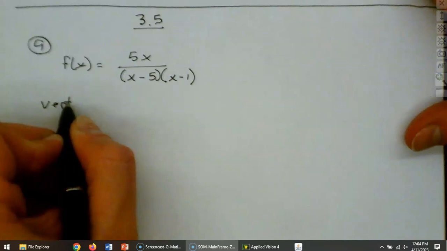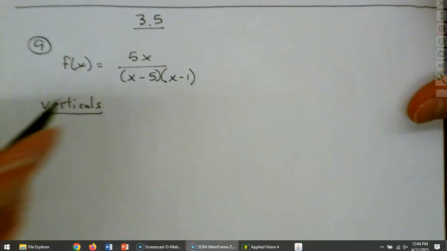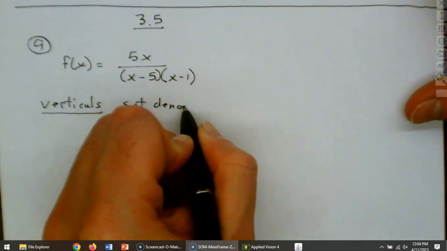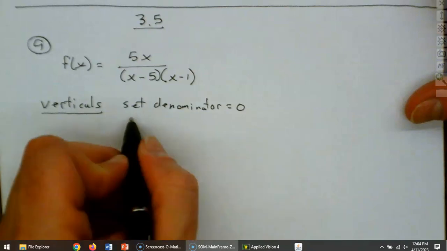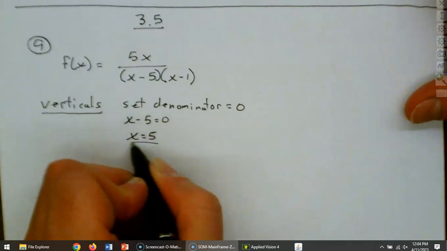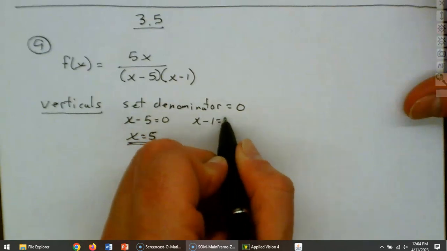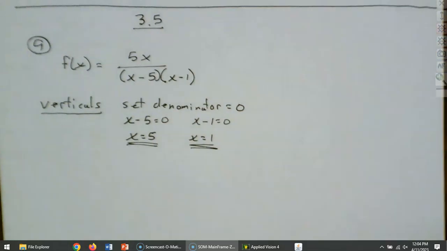Now, the first thing we're going to look at is our verticals. And I know when we talked about our verticals, what did we do? Well, to find our verticals, we set the denominator equal to 0. And so if I do that, I've got x minus 5 equals 0. So I've got a vertical at 5. And x minus 1 equals 0. So I've got a vertical at what? 1, right? Now, what does that look like?